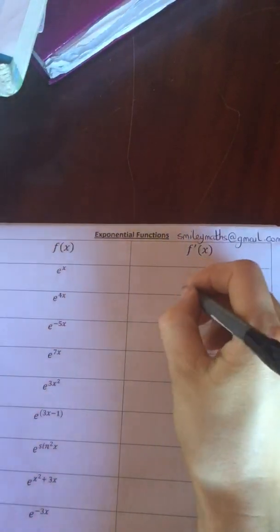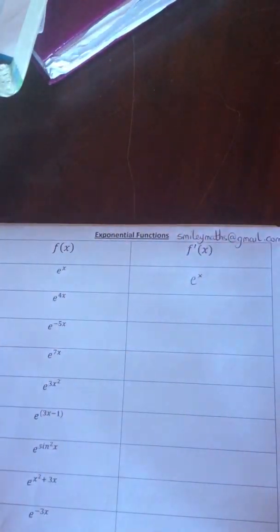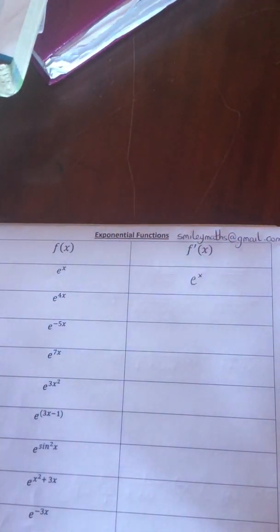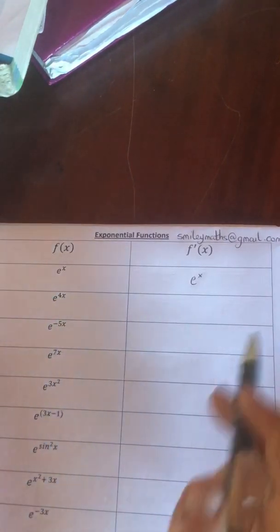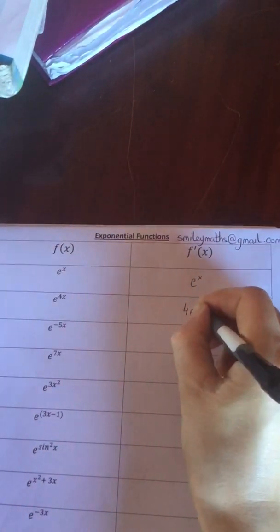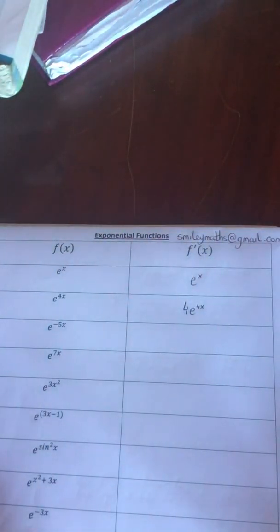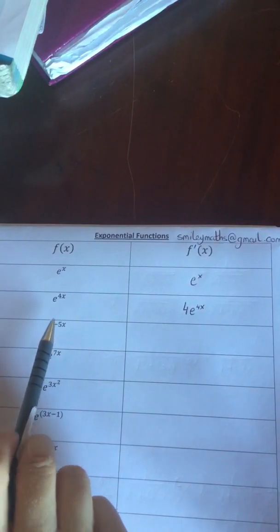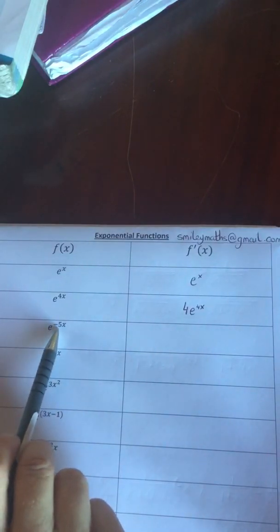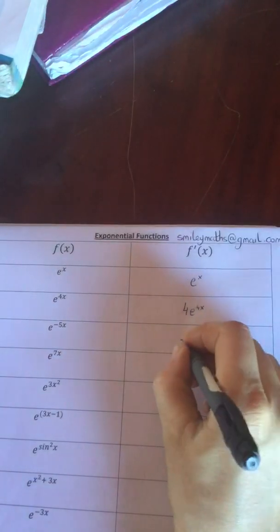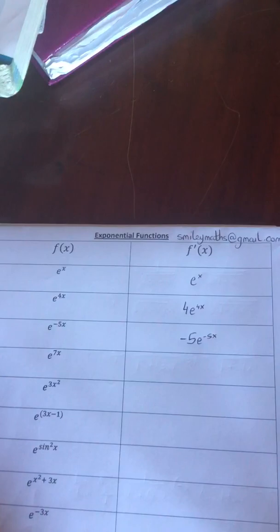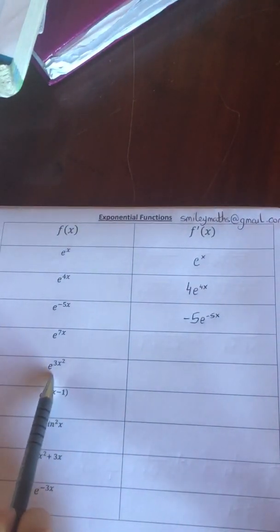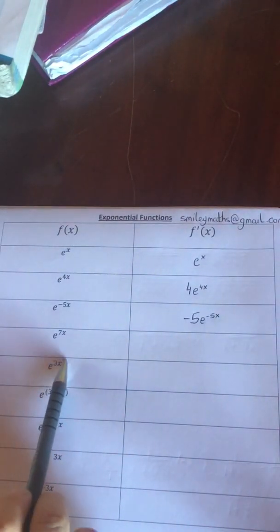What we have is e to the power of x is just going to differentiate to e to the power of x. It's the only function in our course which stays the same when it's differentiated. E to the power of 4x, well, that's like e to the power of ax, and we know from our log tables that that's going to go to 4e to the power of 4x. Same here with e to the power minus 5x. Minus 5 is the a part of the function, so that's going to go to minus 5e to the power minus 5x.